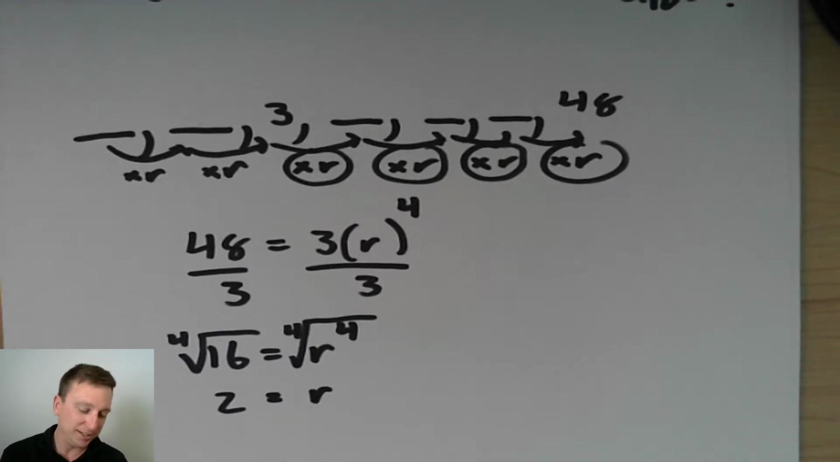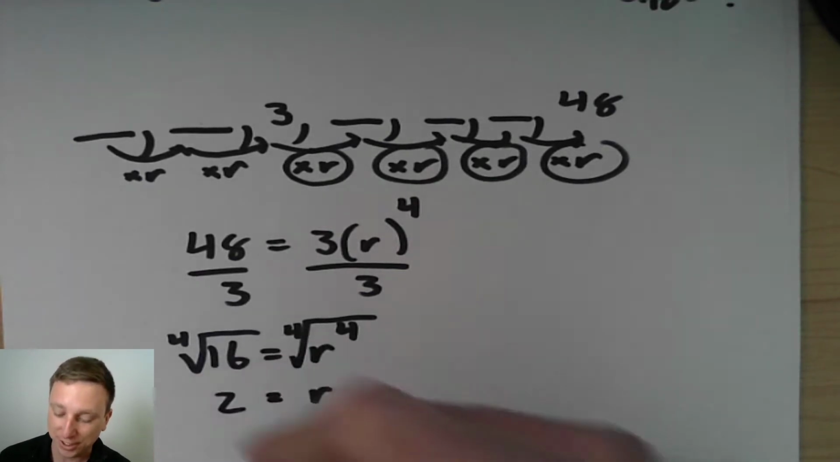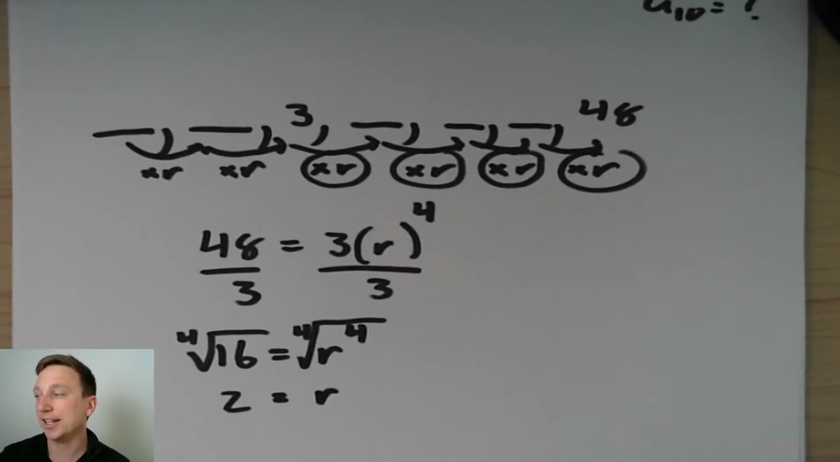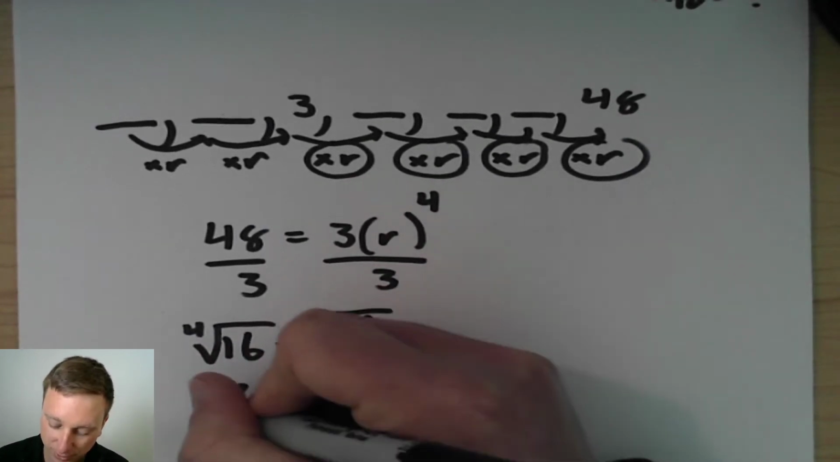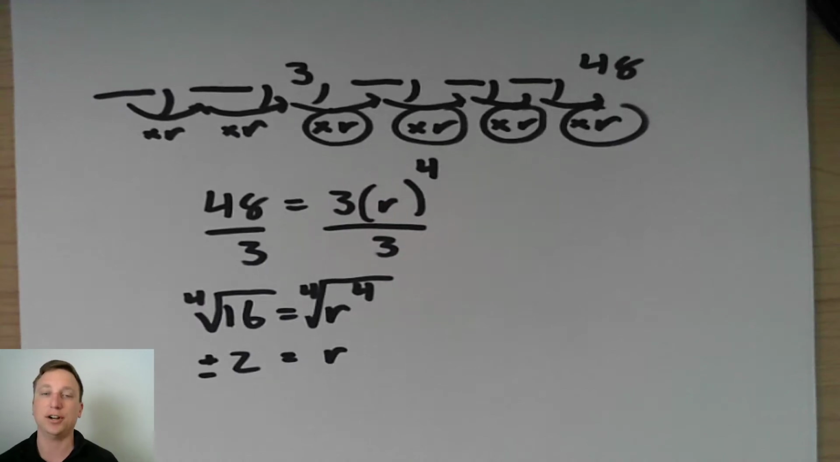Now before we get too far into this, we need to realize that there's actually 2 values of r we can have here because it can be alternating: positive, negative, positive, negative. So there's 2 values we can have for r, and that's going to change one of our answers later on down the road. So we can have positive 2 as r, or we can have negative 2 as r.